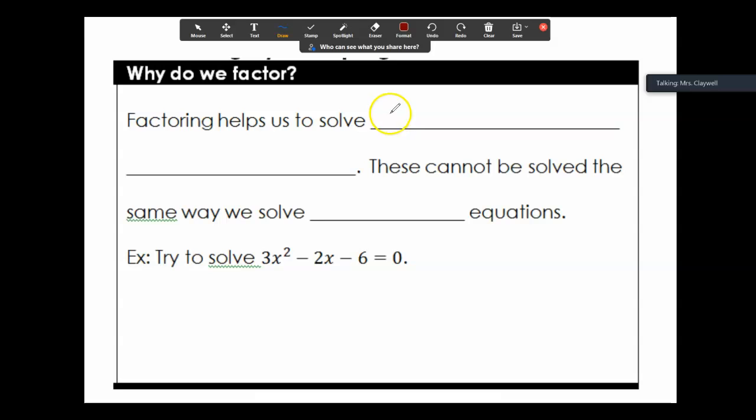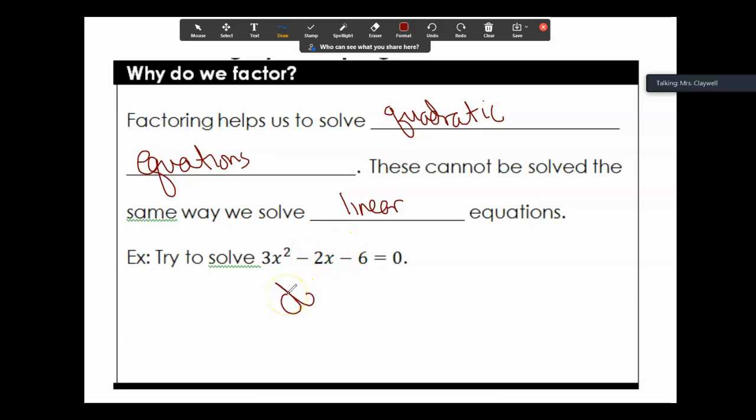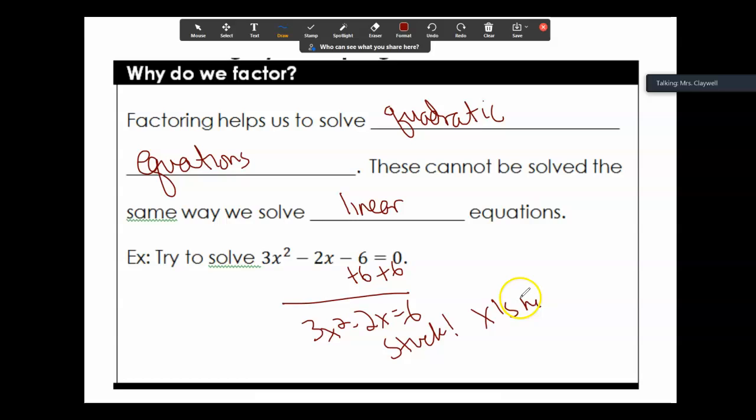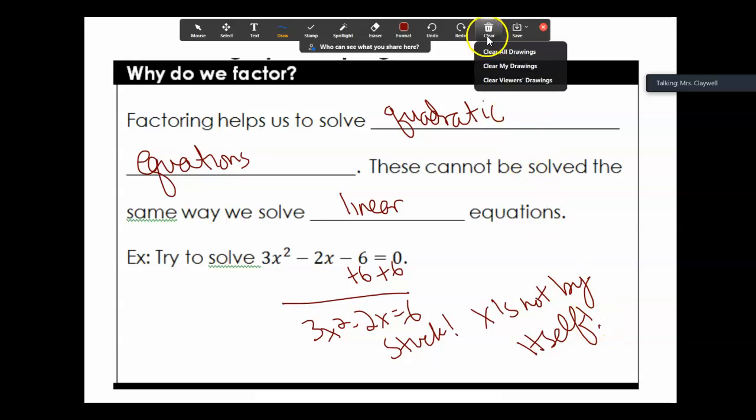Why they're helpful is they help us solve quadratic equations. These cannot be solved the same way we solve linear equations. So for example, I can't get x by itself here. Say I get 6 to the other side, I'm stuck. x is not by itself. So we're going to learn how to factor in order to eventually solve quadratic equations like this.